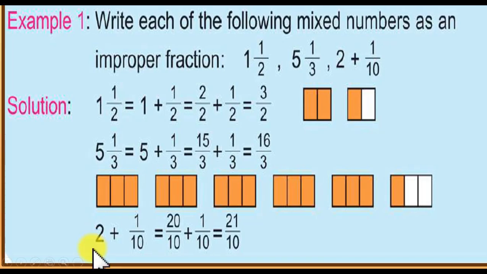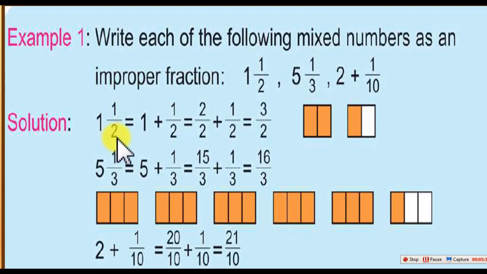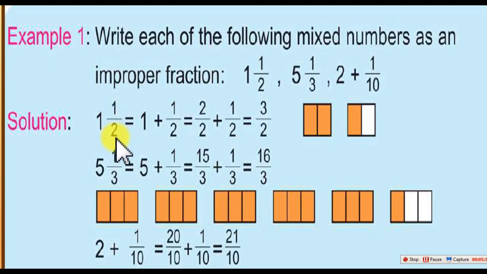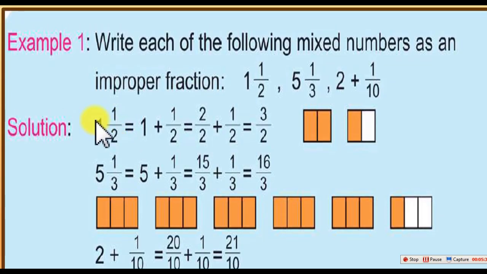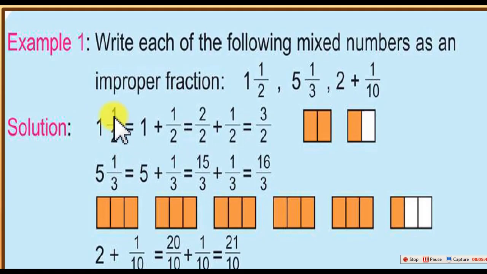There is another method. Pay attention. There is another method to convert a mixed number to an improper fraction. Multiply the whole number by the denominator, then add the numerator. 1 times 2 equals 2. 2 plus 1 equals 3, and don't forget to write the same denominator. So 1 times 2 equals 2, 2 plus 1 equals 3 over 2.